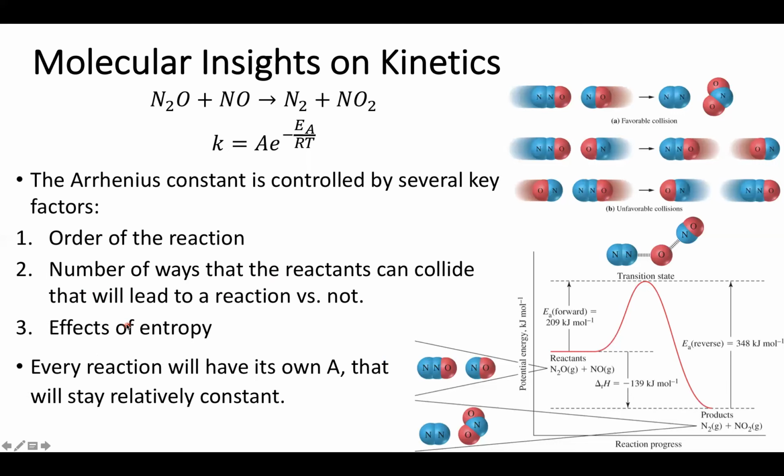But most importantly, what we tend to see is that every reaction will have its own Arrhenius constant. I can't take the Arrhenius constant from one reaction and apply it to a different one. But once I know the Arrhenius constant for a given reaction, it will stay relatively constant as I go from one specific species to another. However, this means that if I'm trying to model the kinetics of a reaction, especially with respect to temperature, I need to go ahead and find out the Arrhenius constant and the activation energy for that specific reaction.